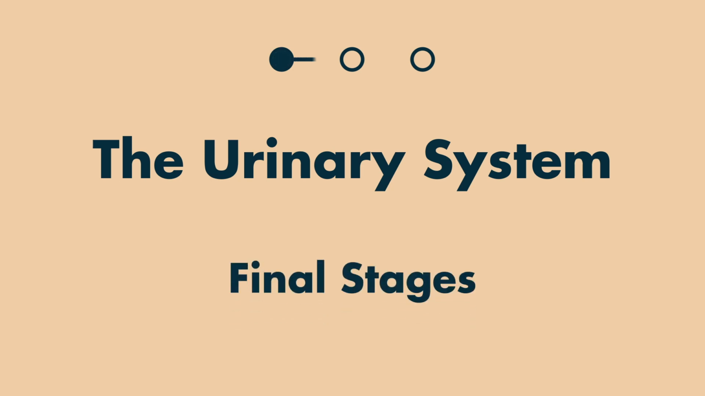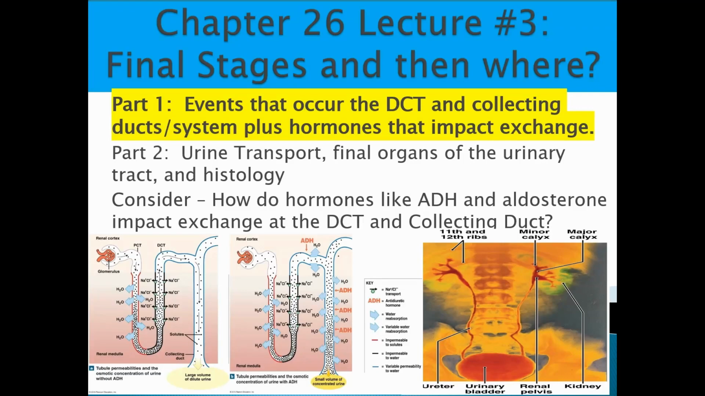We are moving along to the final stages of the nephron here. We're going to get through the distal convoluted tubule, and we'll move into the collecting duct or the collecting system, which is technically not part of the nephron. We'll talk about that very briefly.